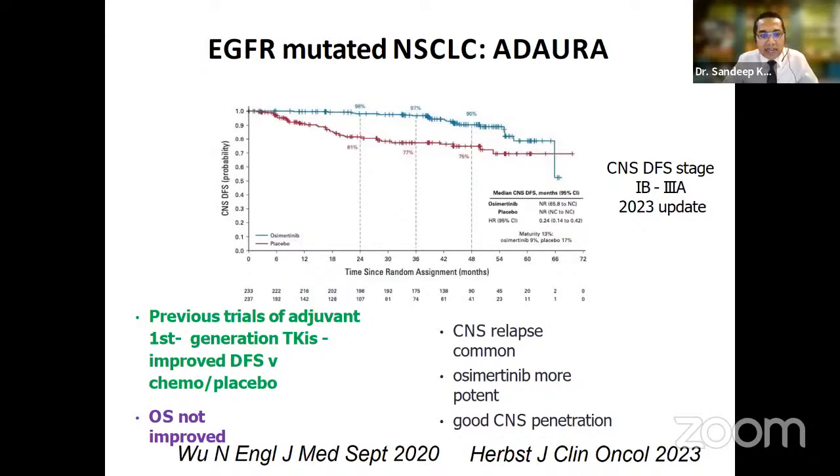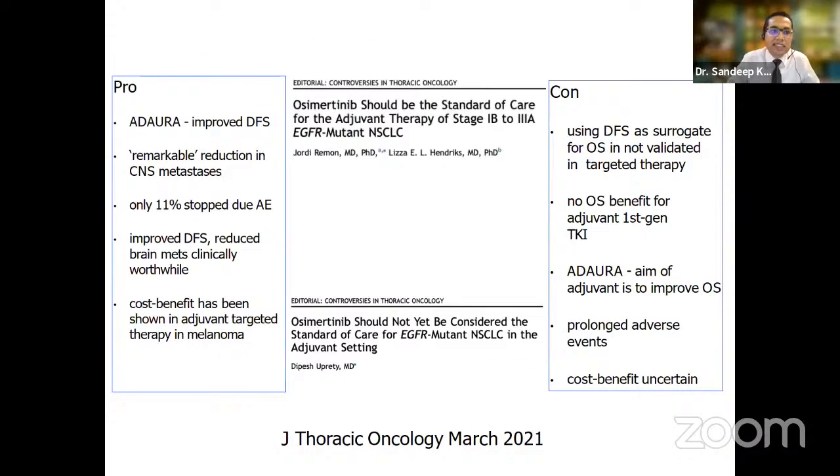So you can see here again, the previous trials have failed, but even in the patients who had stage 1B to stage 3A disease, this was a recent 2023 update where there was an improvement in CNS DFS as well according to the different stages. So the CNS relapses are very common with EGFR mutated populations, and osimertinib is one of the potent agents that has a very good blood-brain barrier penetration, which leads to decreased recurrences in the CNS.